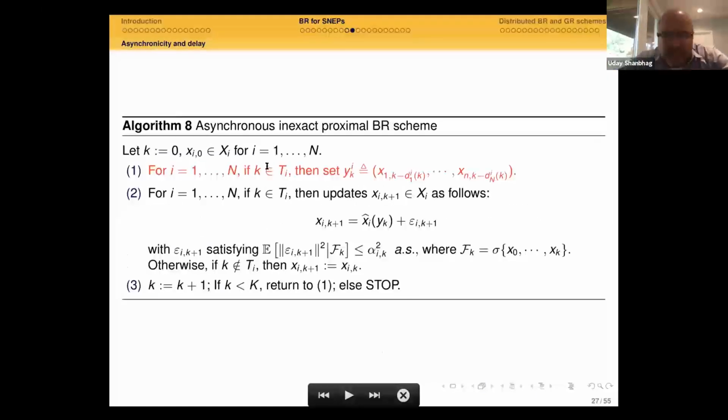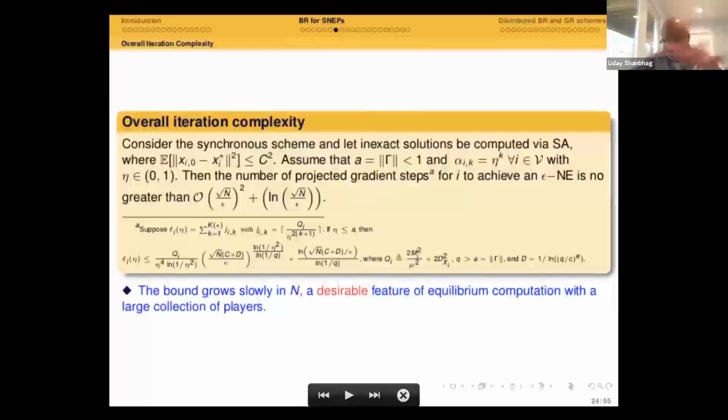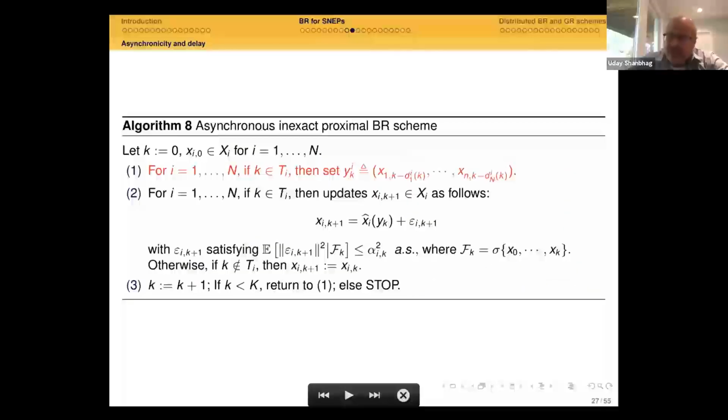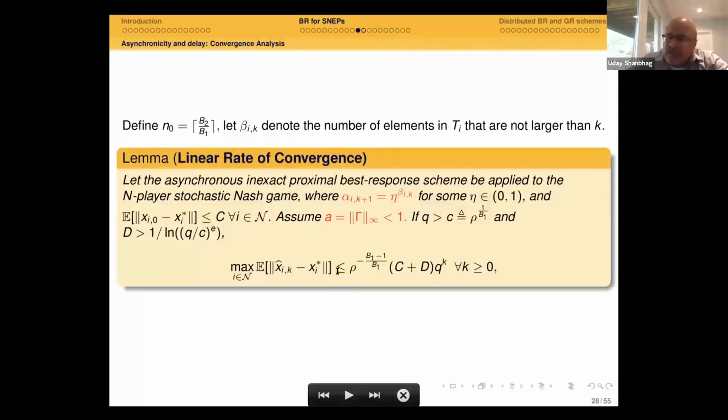And so here's the asynchronous counterpart of the previous scheme. In the asynchronous counterpart, the information that you employ might be afflicted by delays, but otherwise the scheme is essentially what we saw before. Now, once you look at this, the question is again, can you recover the statements that you had before in the synchronous scheme? So the question is now, when you add asynchronicity and delay, how do the rates change?